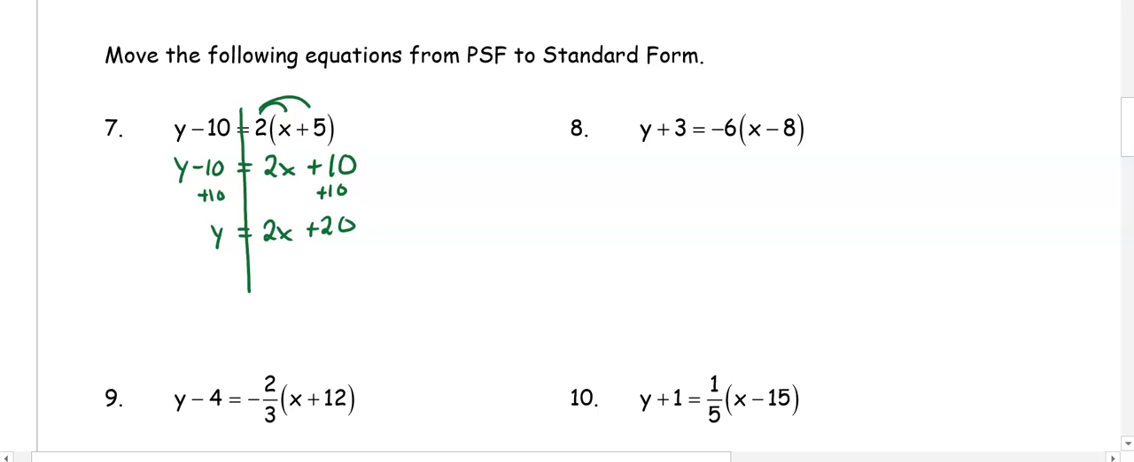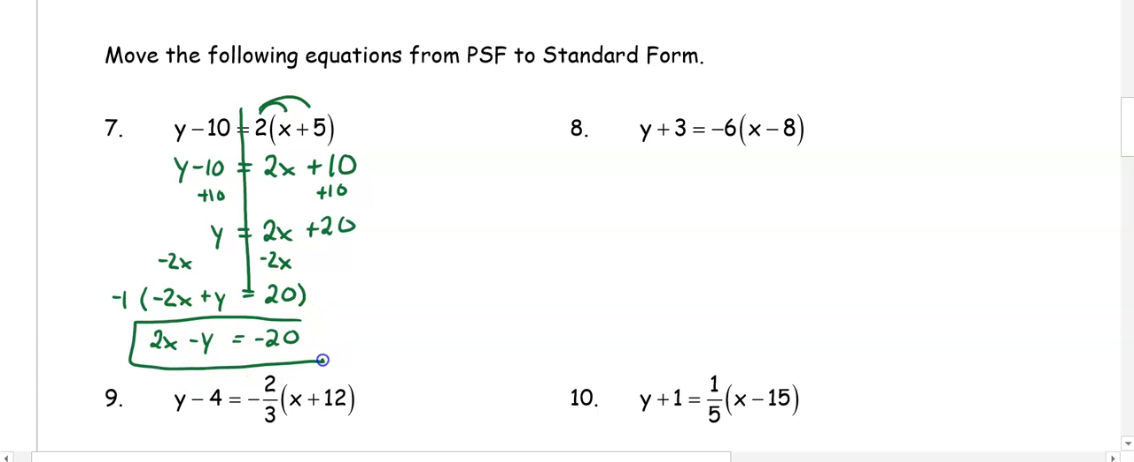Then we can move the y over to get into standard form. So we're going to subtract the 2x to get on the same side as the y. Negative 2x plus y is equal to 20. Remember though, we need a positive in front of the x, so we're going to multiply by negative 1. 2x minus y is equal to negative 20.